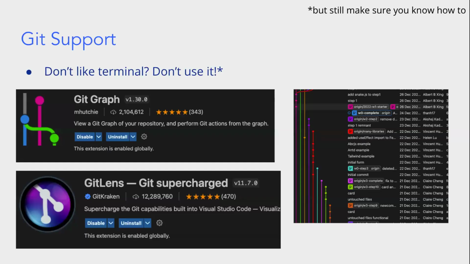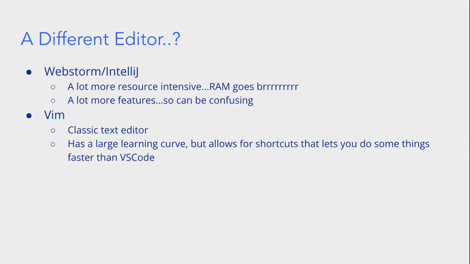Okay, something else to consider is maybe trying different tools. One is for Git. If you're not feeling the terminal, maybe consider using GitGraph or GitLens, which can make your workflow way easier. And also maybe consider using a different editor. We have WebStorm or IntelliJ and Vim. They do have a lot of different features, so you might have to look into that. And Vim especially has a large learning curve, but it's nice to know that those options are available.